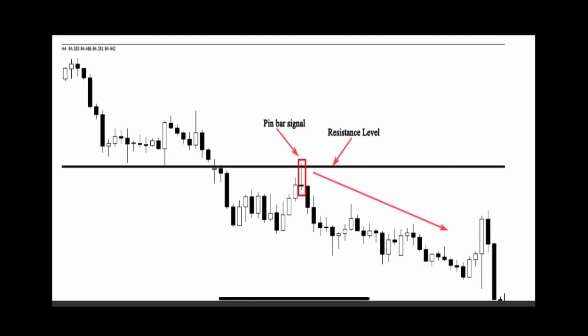If you understand the psychology behind this price action pattern formation, you will be able to predict what is likely to happen in the future. And you will make good trades based on high probability pin bar signals.